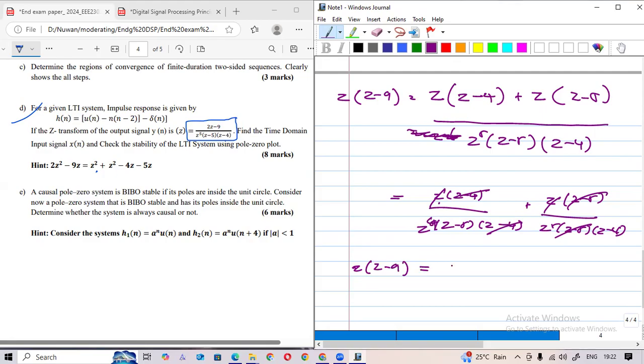So you can write it as 1 over z minus 5 plus 1 over z minus 4. And here you will have z and z, and here you can get this as z over z minus 5, again z over z minus 5, in this way.